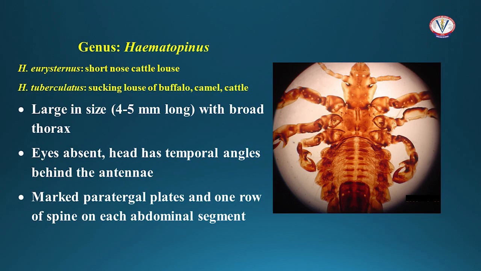The important sucking lice, genus Hematopinus: Hematopinus eurysternus or the short-nosed cattle louse, and Hematopinus tuberculatus or the sucking louse of buffalo. These are large in size, 4 to 5 millimeters long, with a broad thorax. Eyes are absent and the head has a temporal angle behind the antenna. Marked paratergal plates are present and one row of spines is there on each abdominal segment.